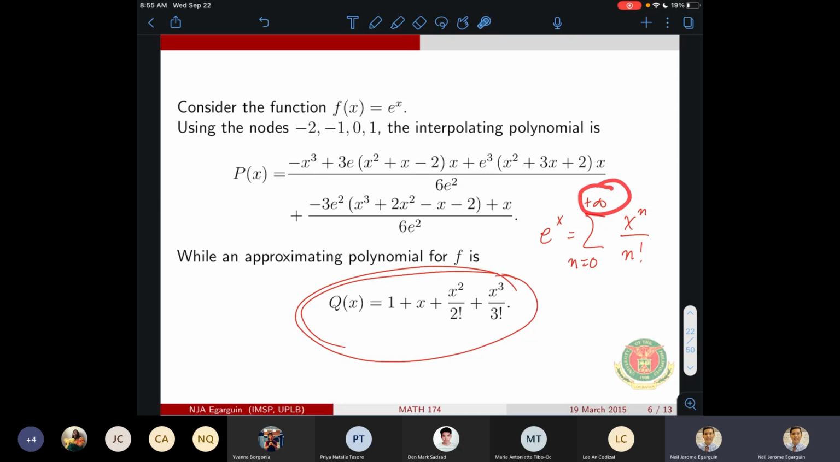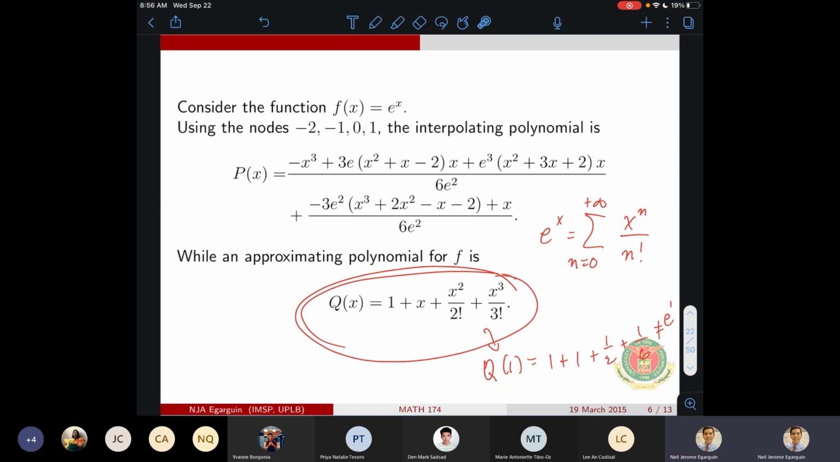Sorry, I replaced infinity, the upper bound in the summation, by 3. Okay, so you see here in the interpolating polynomial, if you plug in x equals 1, so you compute q of 1, you will get 1 plus 1 plus 1/2 plus 1/6. Obviously, this is not equal to e to the 1. All right? Kasi itong mga to ay rational numbers, pero si e ay irrational. So that means q of 1 is not exactly e to the 1.